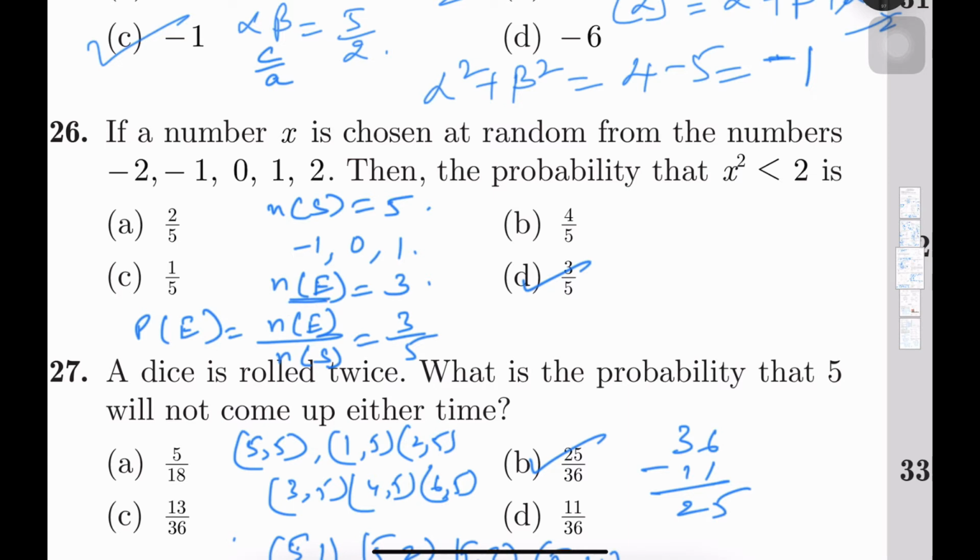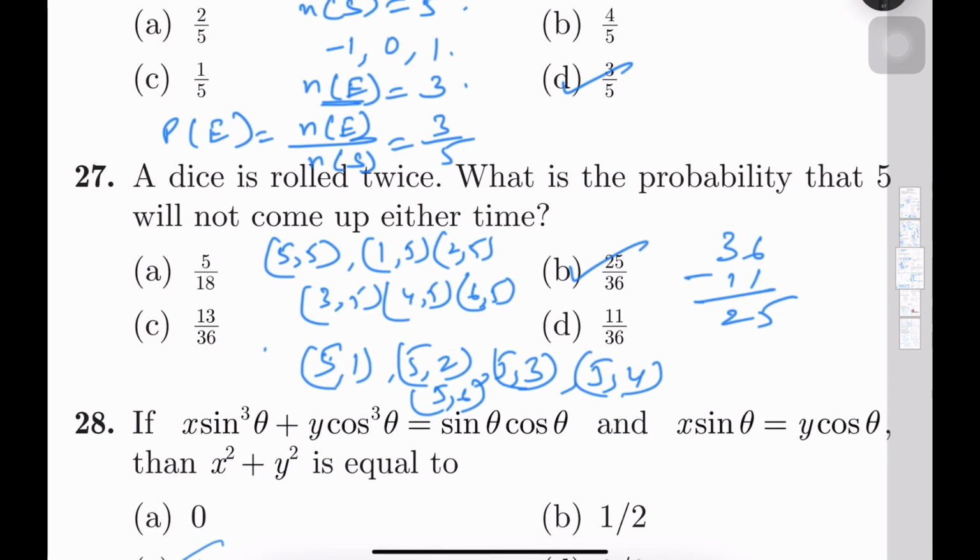So the probability of x square less than 2 is equal to n of e by n of s, that is favorable events by total number of events, which is equal to 3 by 5. So therefore the option D is correct here.